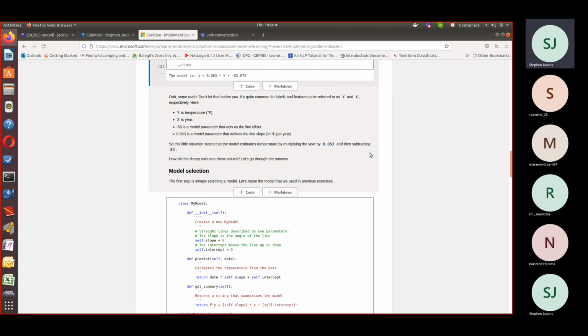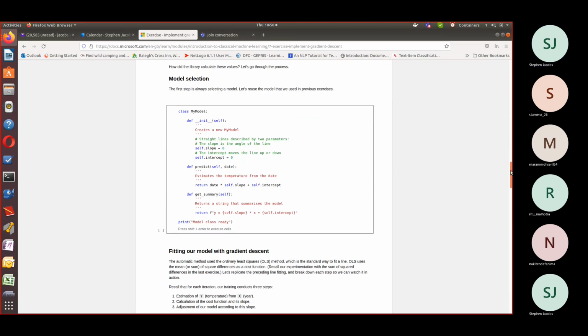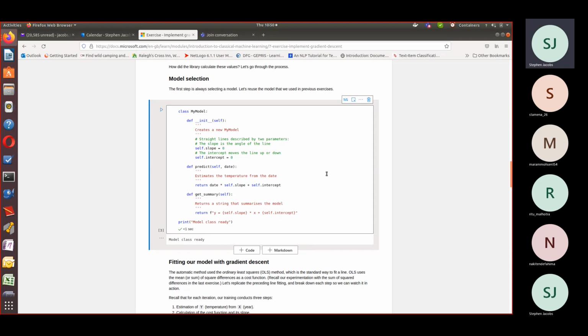Well, let's go through it step by step. The first step, as always, is to select the model. This is exactly the same as we did before. And the model is to find the slope and the intercept. That's what it does. Okay. And that returns a string that summarizes the model. So we get a summary back and we get a prediction back of the different values. So we have to run that. And we get the message class ready.